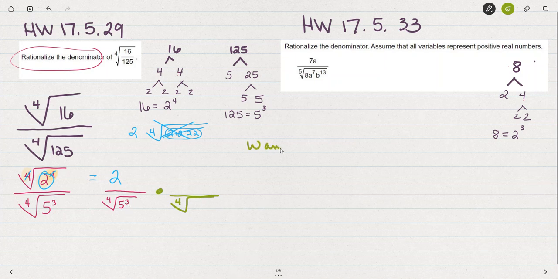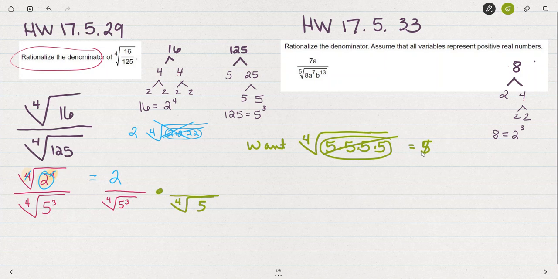So what I want, because the rule is 4, is 1, 2, 3, 4 5s. And you can see I have 3, so what do I need? I need 1 more. If I multiply the 4th root of 5 cubed times the 4th root of 5, I would then have 4 of a kind, and I'd be able to remove that.